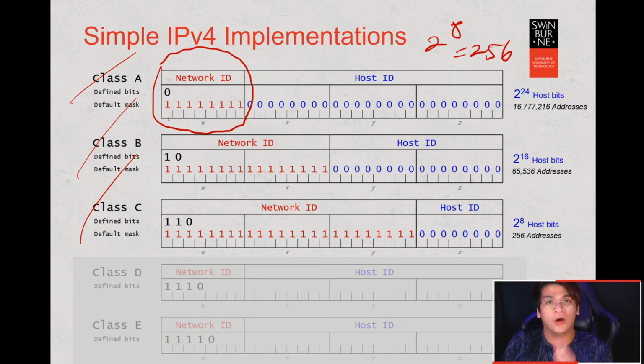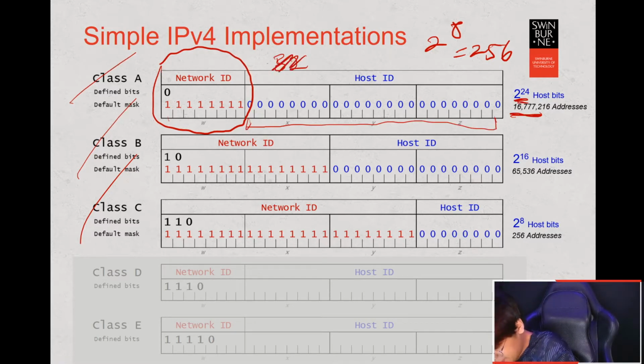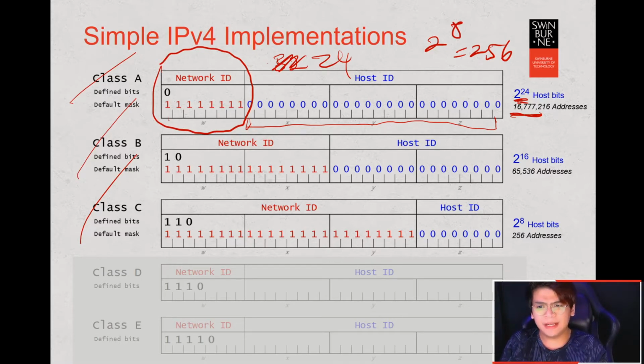Each of the networks has nearly 17 million IP addresses. Why 17 million? Because we have how many host bits? Oops, 24. Around 16,777,216 addresses for each of the networks, each of the 256 networks.